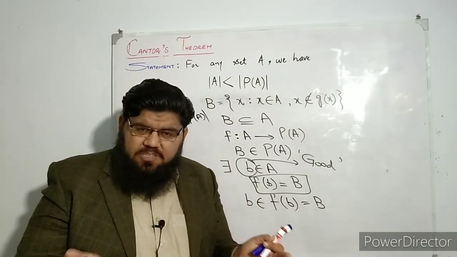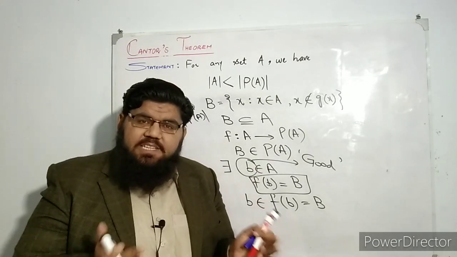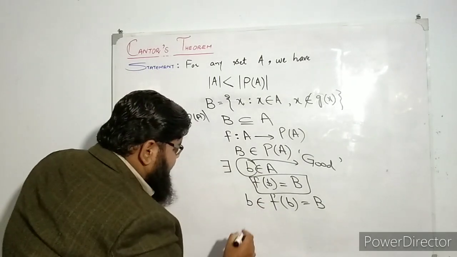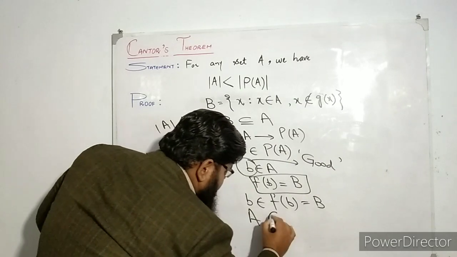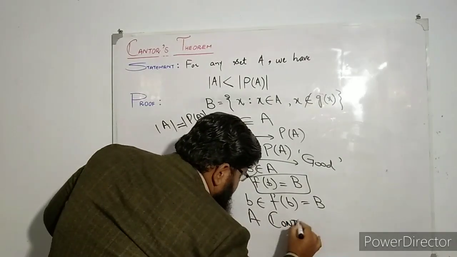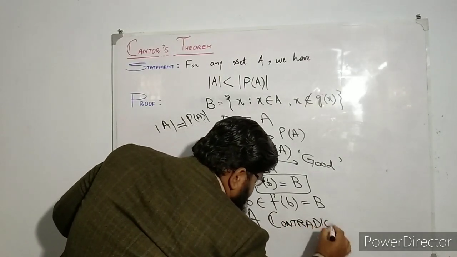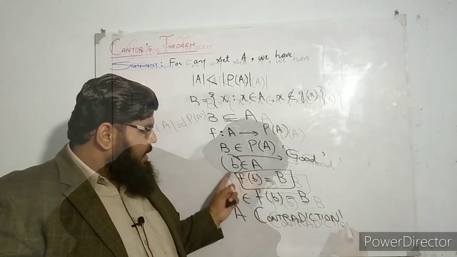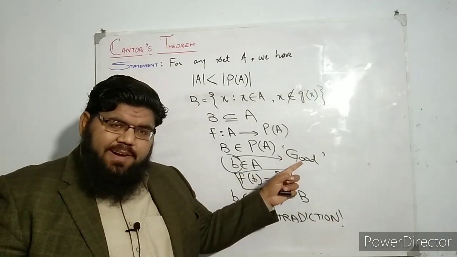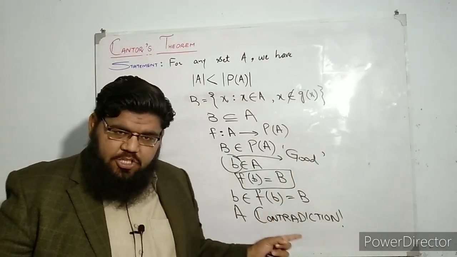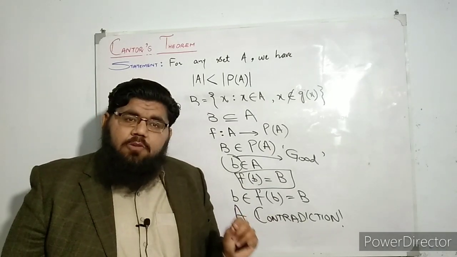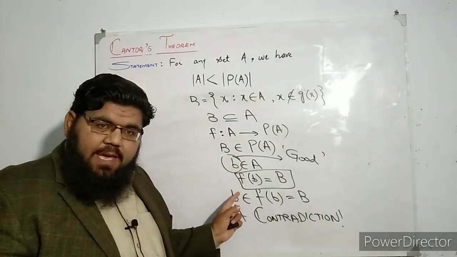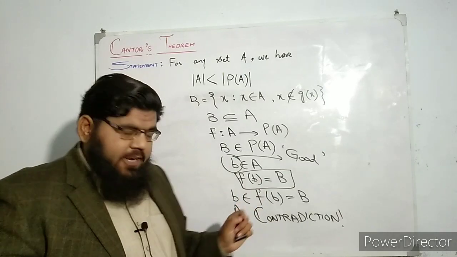Now is this possible? Of course it is not. So here we have a contradiction. If you take B to be a good element, you will face a contradiction. Okay, and now we are going to take this B as a bad element and let's see what happens.